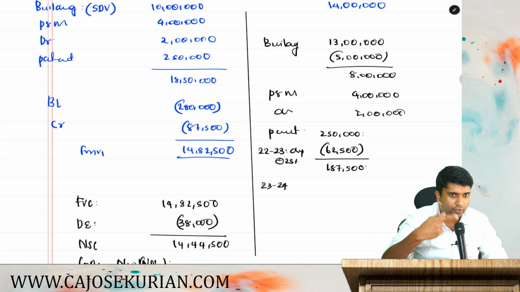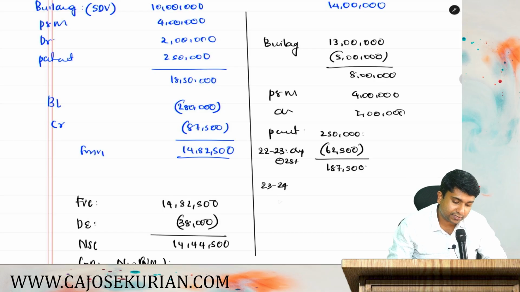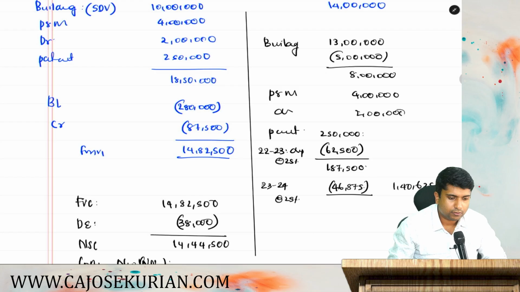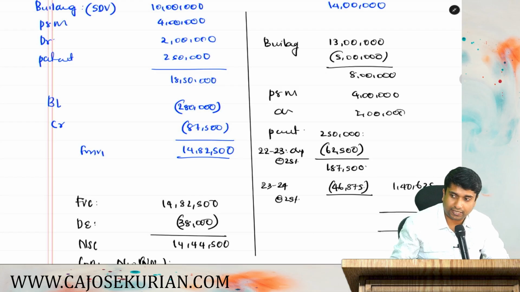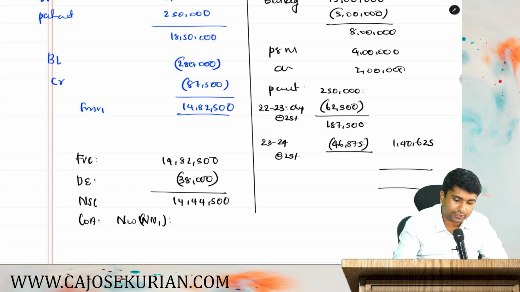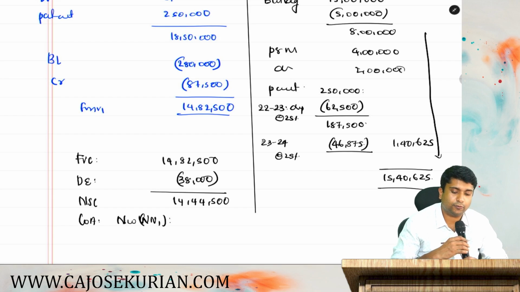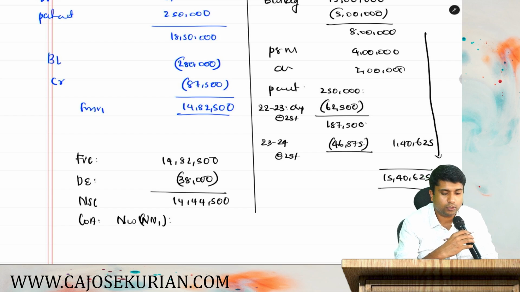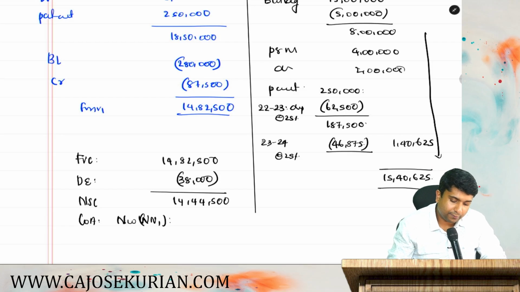So, one more year's depreciation you have to remove. How much is 23-24's depreciation? Another 25% on this. 46,875. Can you tell me how much is the remaining value? 1,40,625. That's it. Now, can you take the total of the assets for the computation of net worth? 15 lakh 40,625. 8 lakh plus 4 lakh plus 2 lakh plus 1,40,625.